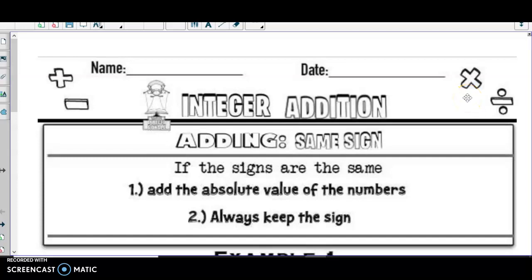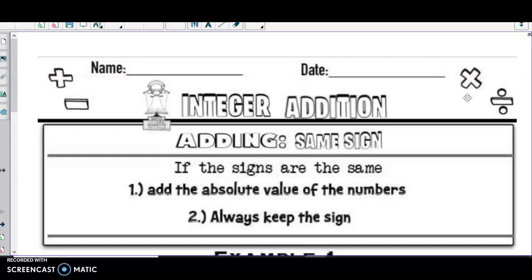All right, today we're going to take a look at operations with our integers. We're going to focus on addition. Now, when you're adding, your numbers could have the same sign or they could be different, meaning they both could be positive, they both could be negative, or you could have one positive, one negative. We're going to start by looking at numbers that have the same sign, meaning they're both positive or they're both negative. So, here are our rules.